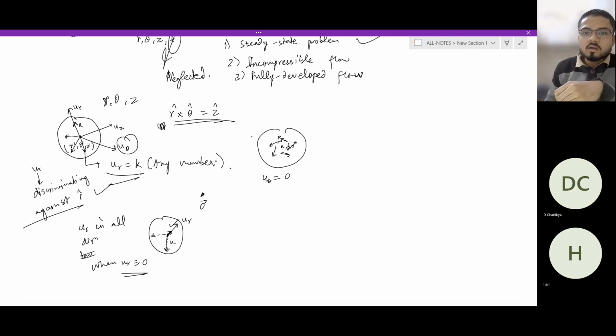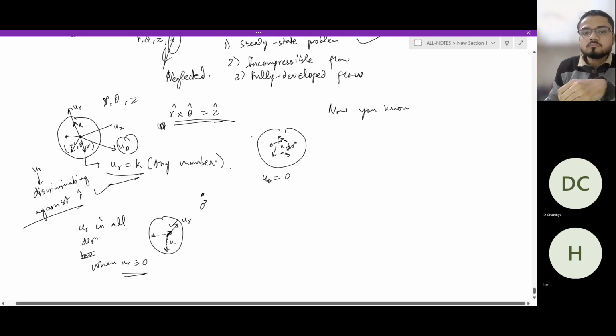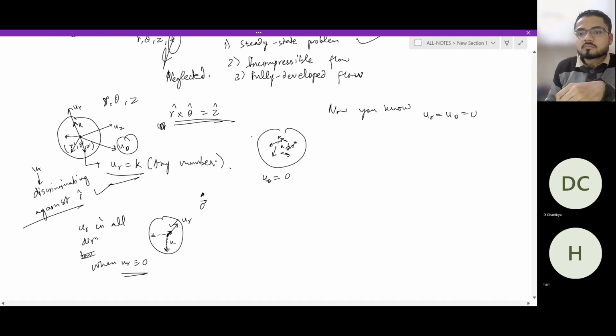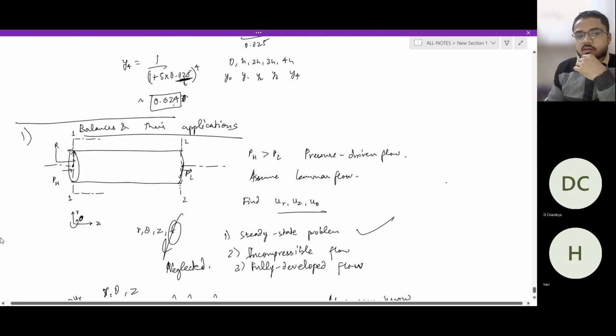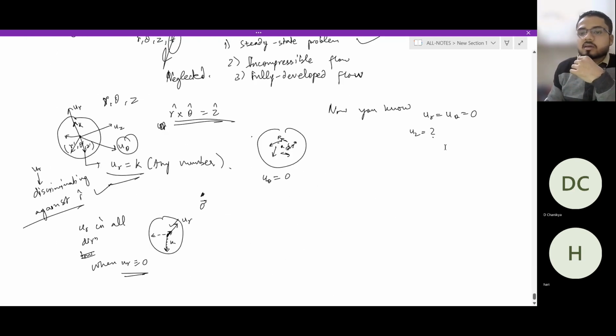So now you know that u_r is equal to u_theta is equal to zero, right? Now the question is about u_z. What about u_z? u_z is the actual velocity. It cannot be zero, of course. Now that is what we need to calculate.